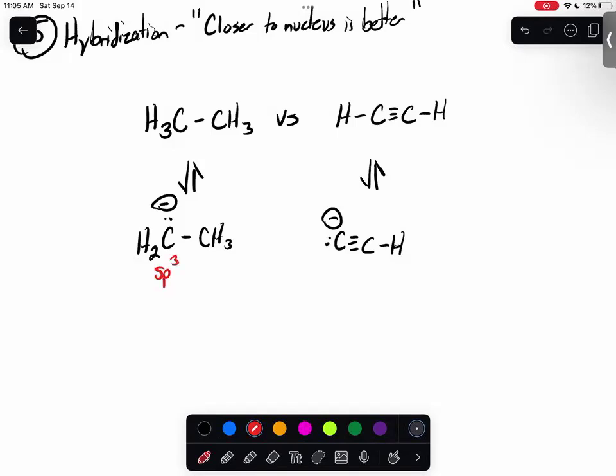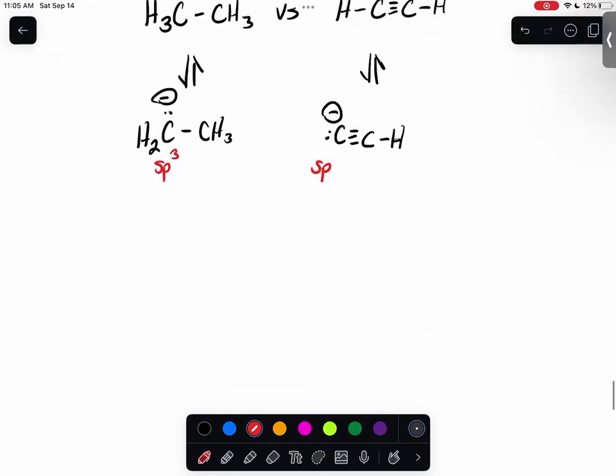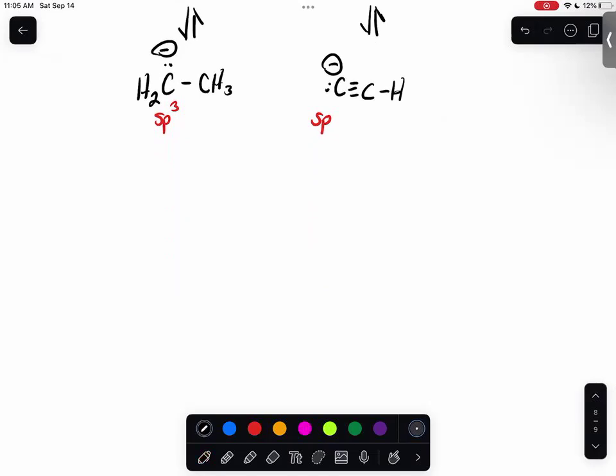So looking at the hybridization between these two, the one on the left is sp3 hybridized, right? It has all sigma bonds and it has that lone pair, but the lone pair can't do resonance, so it's just in its own sp3 orbital. Versus over here, this is an sp hybridized carbon. So what this means for us is we have to ask ourselves which is stabilizing the negative charge more.